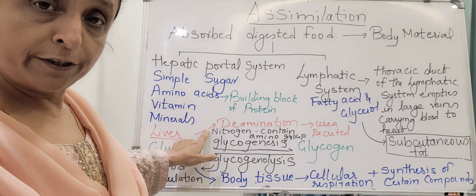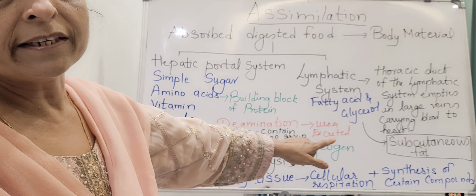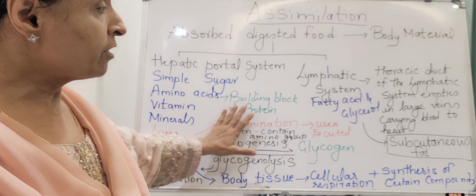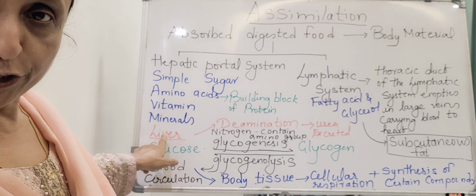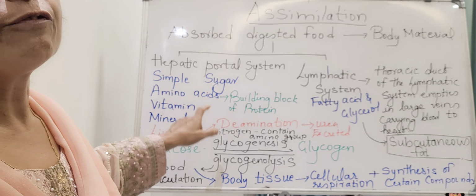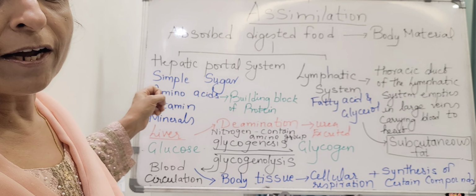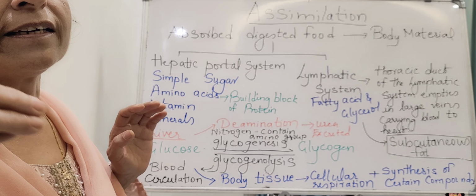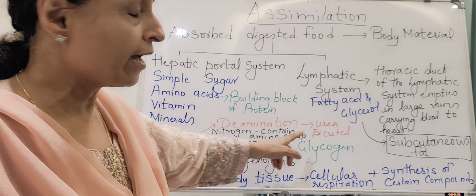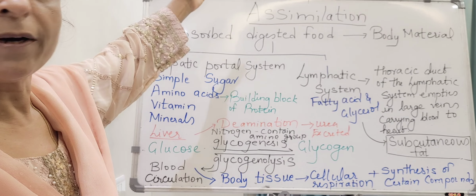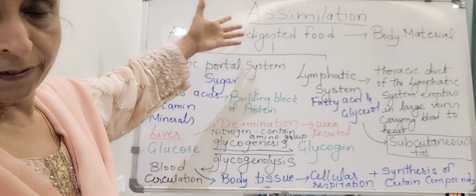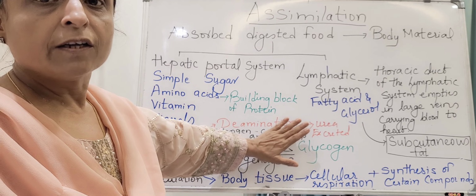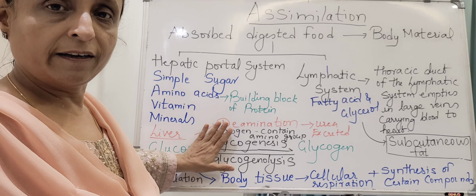Now this conversion of amino acid into urea, that process is known as deamination. So this is how the process takes place. Deamination of amino acids, that is removal of the amino group, and the glucose is utilized for various purposes. Amino group gets converted into urea and excreted out. And the rest of the amino acid is used for building purposes, but it is not stored in liver. What is stored in liver is glycogen. So this is the process which takes place in liver.